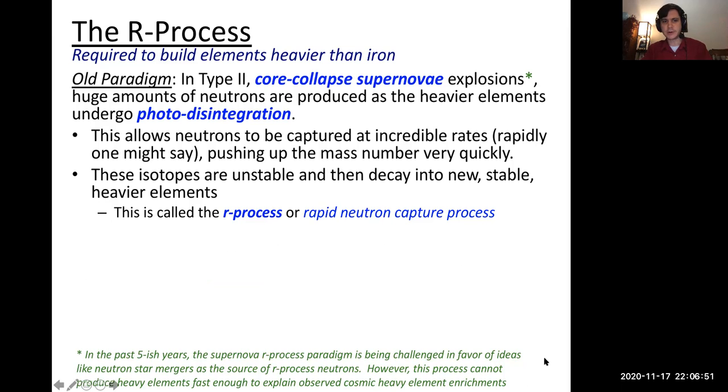However, as I have noted down here, over the past five-ish years or so, we have had to mix up and change that periodic table of which elements are created by which nucleosynthetic process. We've had to change it because more and more we're understanding that with these supernova explosions, the production of heavier elements wasn't happening fast enough to match the cosmic heavy element enrichments that we see at different places throughout the universe. So this model, while it does happen, was not the full story. It could not reproduce what we were observing. There had to be some other process.